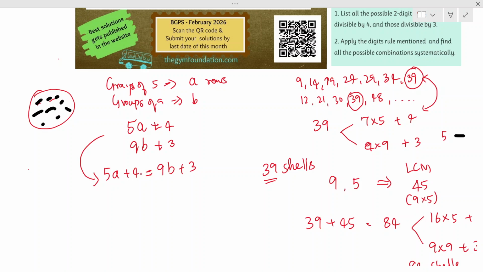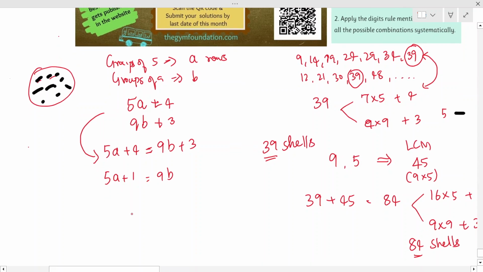Now let's do some arithmetic. If you subtract 3, it becomes 5a plus 4 minus 3, which is 5a plus 1, equals 9b. Now there are two variables. How do I find the solution? Before that, we can think about a fact about the multiples of 5. All multiples of 5 end with 0 or 5.